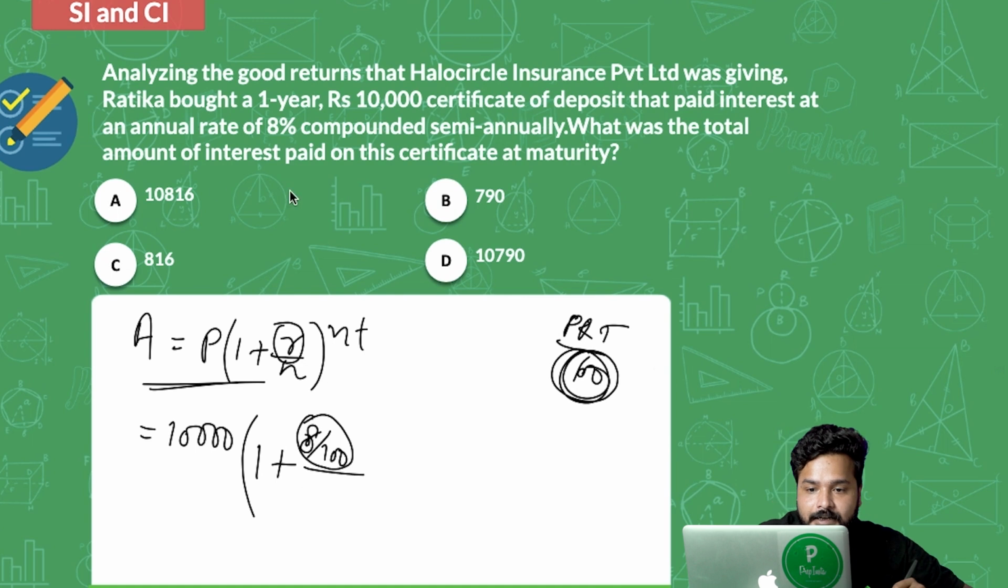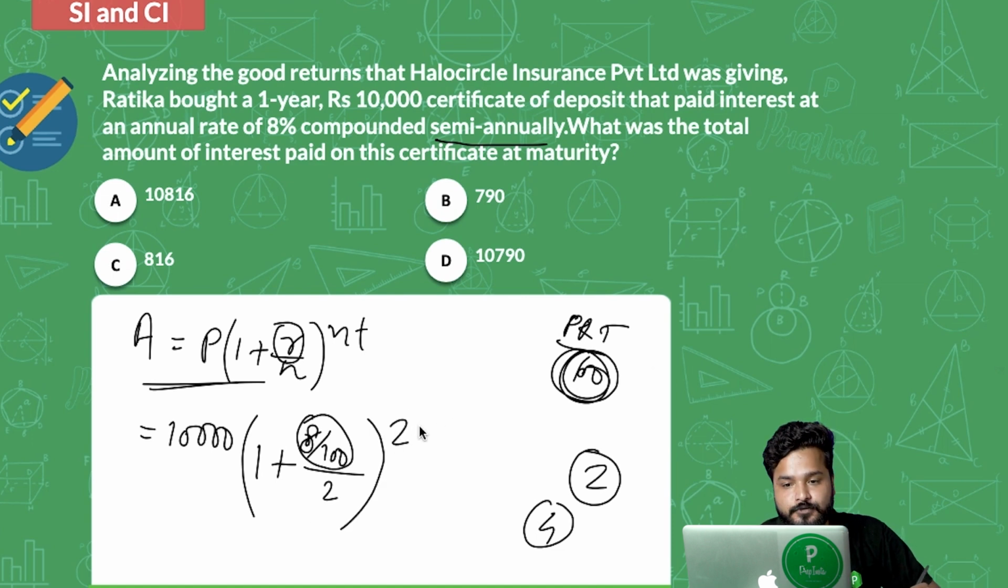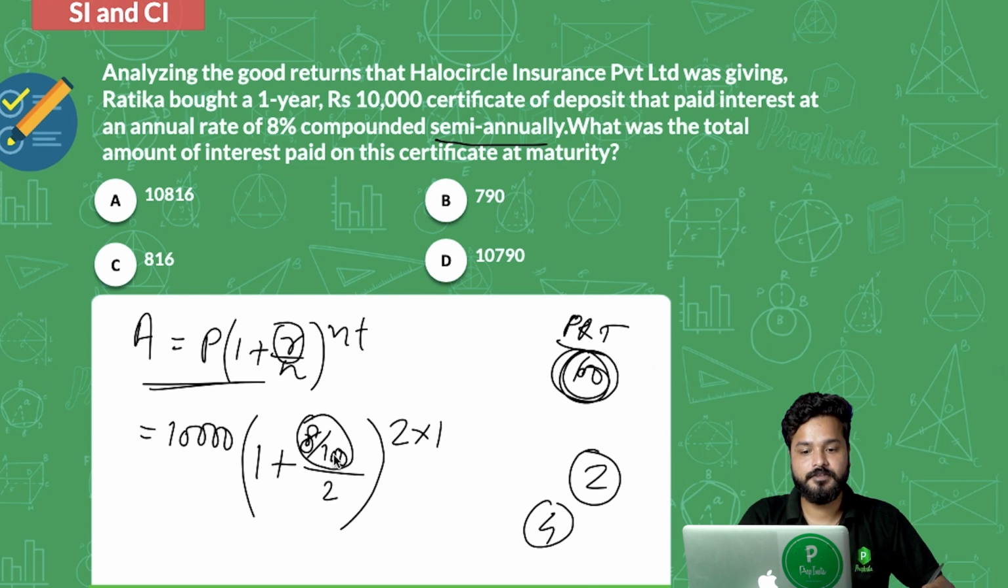So what is N? It is compounded semi-annually. So every year it is compounded twice. So that means N is 2. If it is given that it is compounded quarterly, in that case, in 1 year it is compounded 4 times. So N is 4. Whole raised to the power 2 into the number of years, which is 1, right?